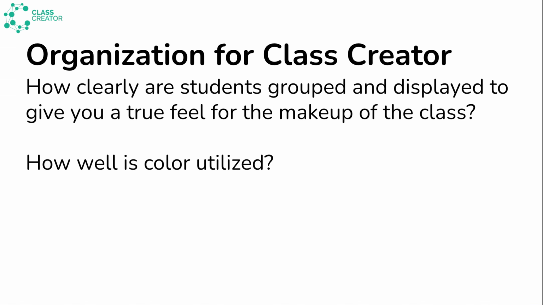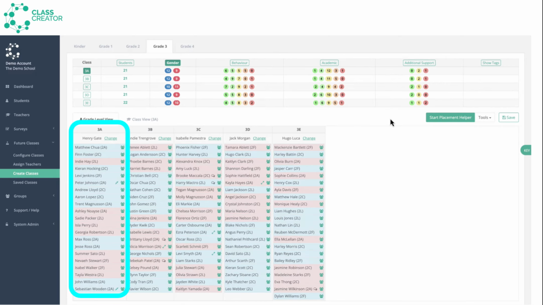Let's take a look to see how the students are organized and how color is used in Class Creator. Students are placed in alphabetical order by last name in a single column. Color is used just for gender.